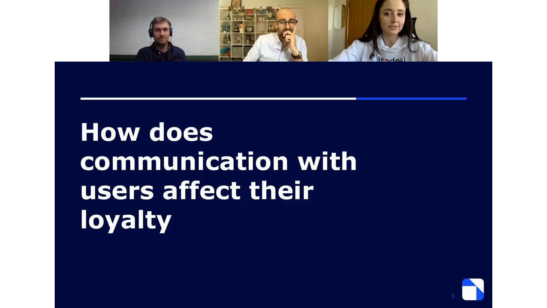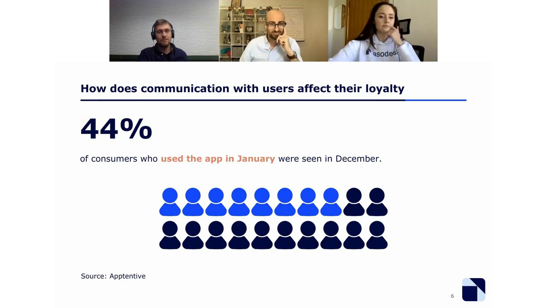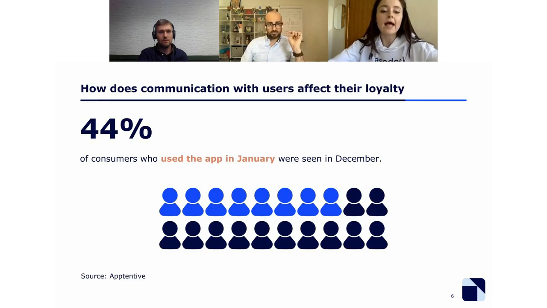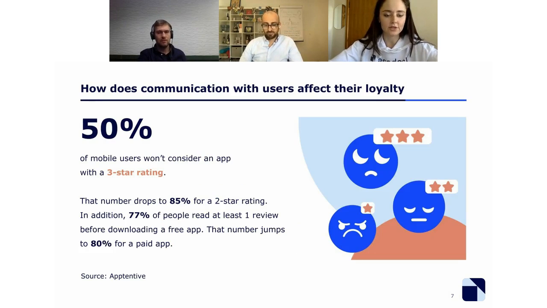Okay, we've got the presentation back. So 30 or 44% of consumers who used the app in January were seen in December. So it means that most of the users stop using the app within a month, and you can do everything to bring them back. I will tell you a little bit later that the most important are the first 30 days and then 90 days of users being in your application.